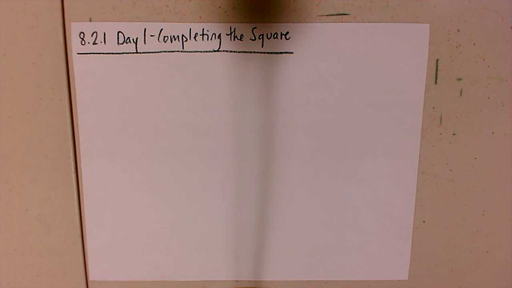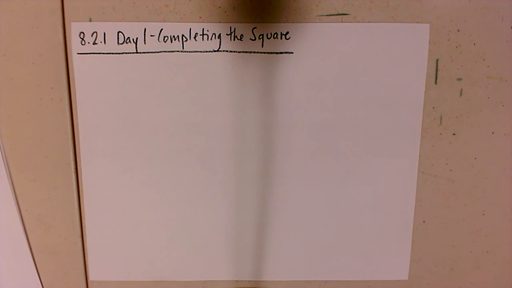This is 821, the first day of this. We're going to be solving quadratic equations by completing the square. This is something that's kind of tricky and has a lot of steps, so we're going to spend 2 days on it. The whole objective of what we're doing today is to solve quadratic equations by completing the square.